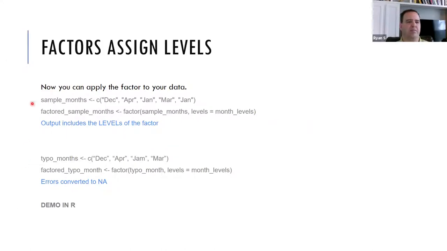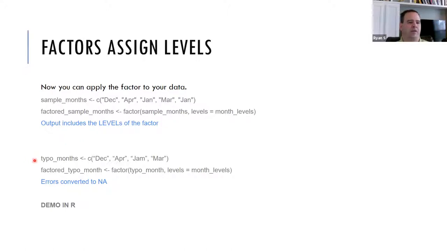Okay. But now you can apply the factor to your data. So if you have another vector of sample months, DEC, APR, JAN, MAR, JAN, and then you can factor this vector of sample months by adding in this argument here of levels equals month underscore levels. So you use this command of factor on this vector of raw data using the levels that we set out in the previous step. Okay, then the output will include the levels of the factor.